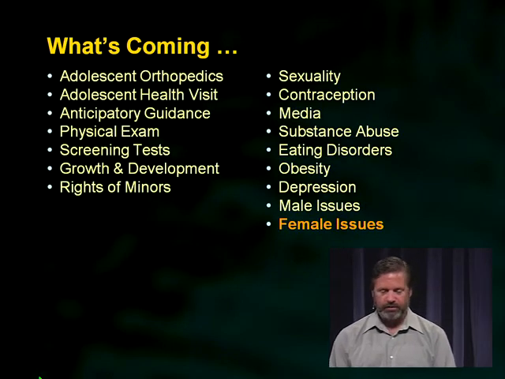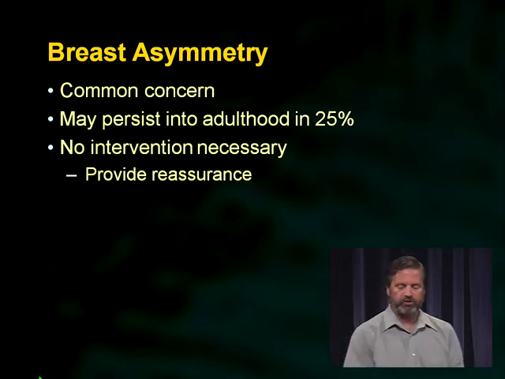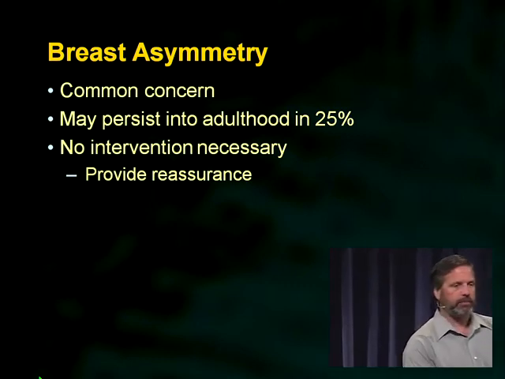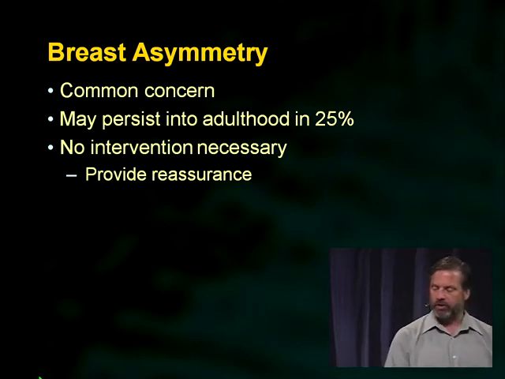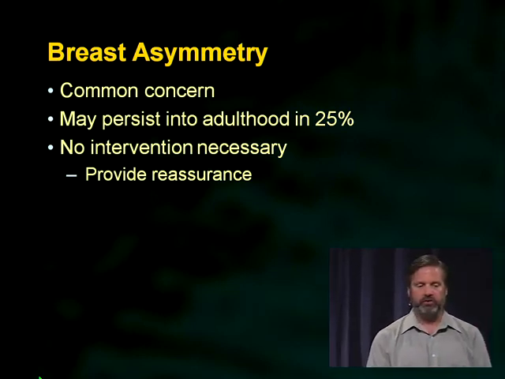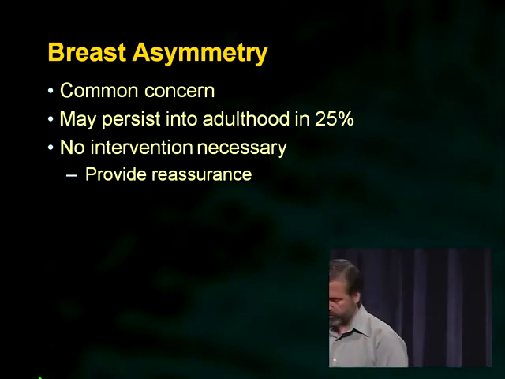All right, so we're going to talk about some female issues. Breast asymmetry, just like the gynecomastia in the boys, the breast asymmetry in the girls is a very common concern. It can persist into adulthood in about 25% of patients. No intervention necessary, but just like the boys, lots of counseling, lots of reassurance that this is a normal phenomenon.